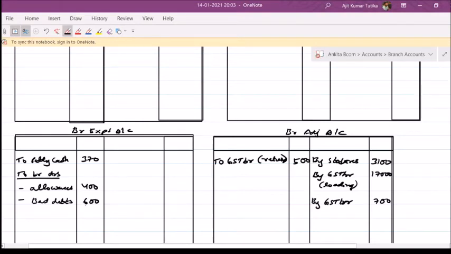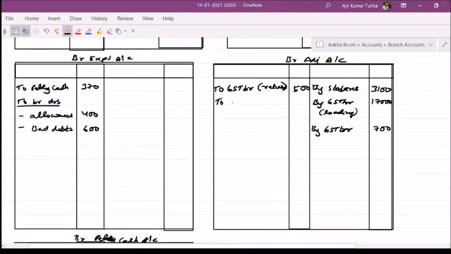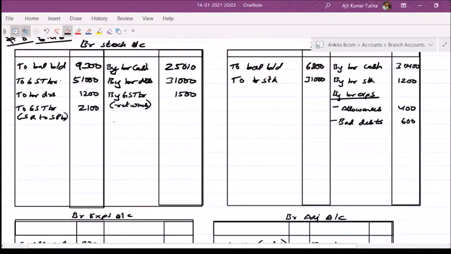Shortage of goods. Now again this is a loss. I wrote it here in branch adjustment because this is related to branch stock, which is 450. I go to branch stock account and here I write 450 by branch shortage of goods.